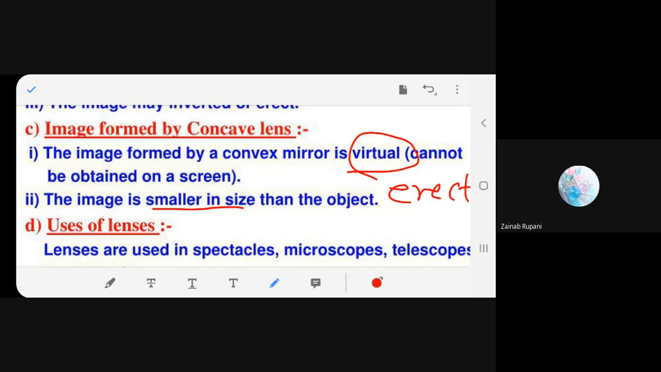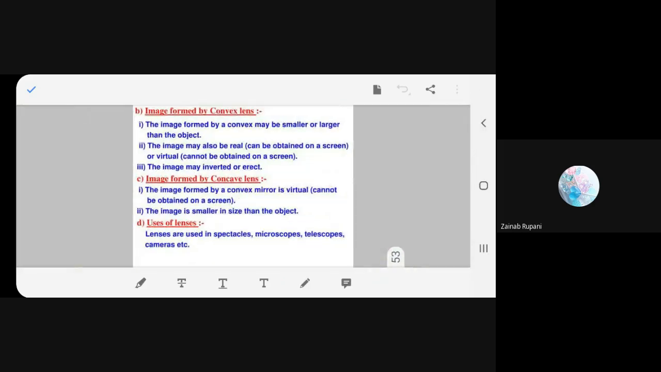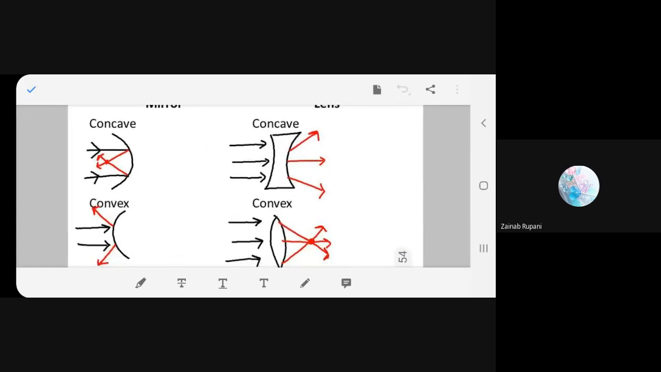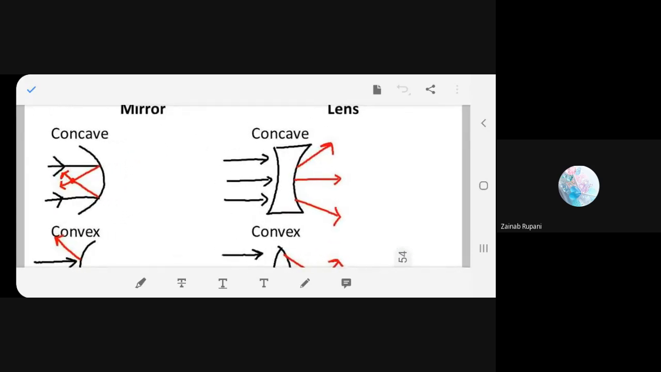What is a real image, beta? What is a real image? Hello? What is a real image? No one knows? Misbah? Hello? Misbah, are you there?